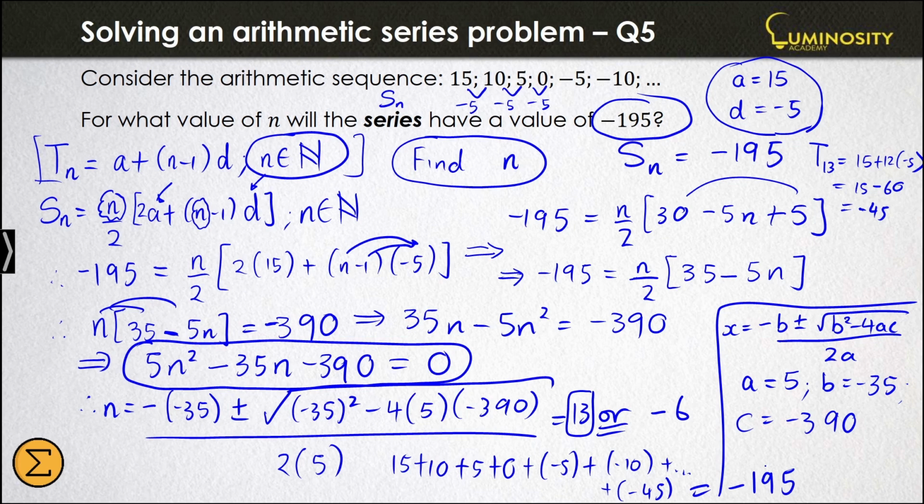For what value of n will the sum of the first n terms give you an output of negative 195? In this case, it is all the way up to the 13th term. So the sum of the first 13 terms of this sequence will give you an output value of negative 195.